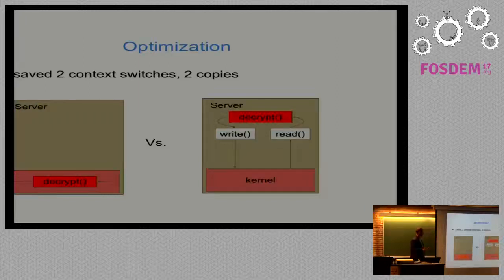And we also saved 2 copies. We are no longer required to copy data from the kernel to user space and from user space to memory that is allocated in the kernel for the socket. So this was how AF_KTLS was born.